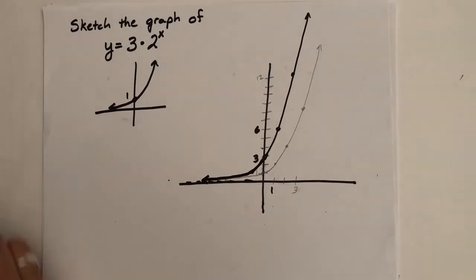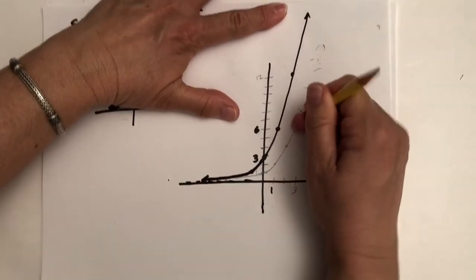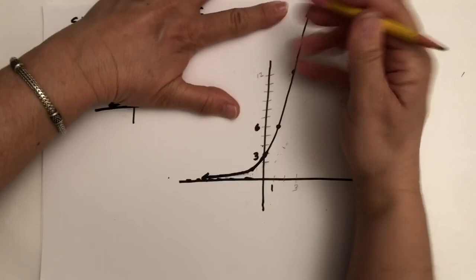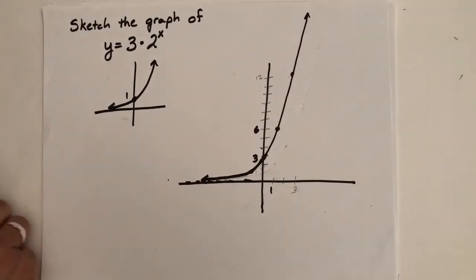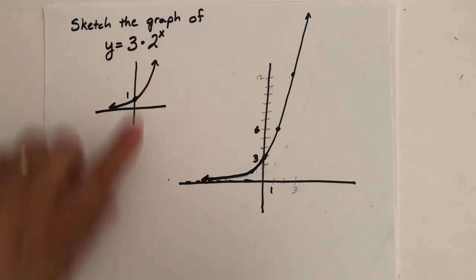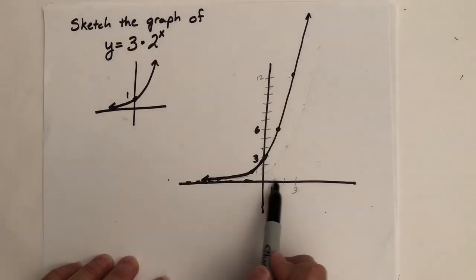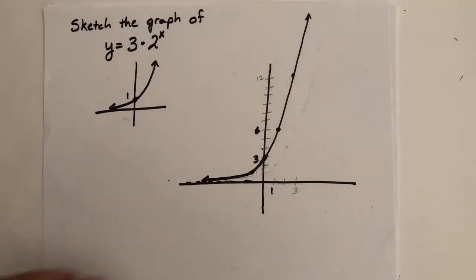So here is our graph. Let's get rid of our 2 to the x graph that I did initially. And here's our y equals, let's make it look nice here. Here's our y equals 3 times 2 to the x. Y-intercept 3, still asymptotic to the x-axis. I hope you'll go graph some exponential functions.